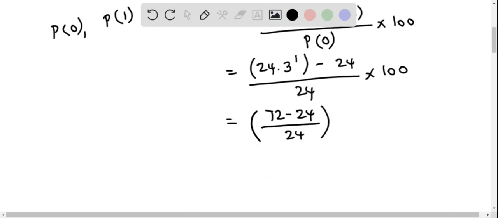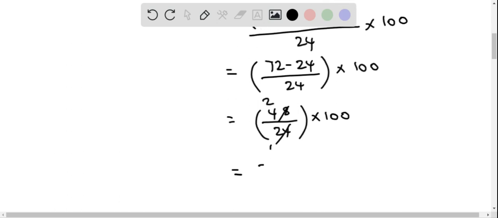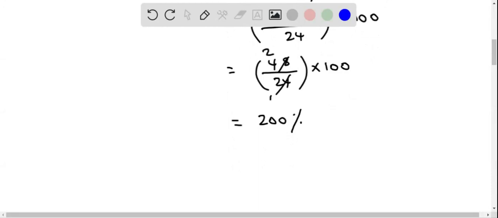and this quantity multiplied by 100. So this gives 72 minus 24 equals 48 over 24 multiplied by 100. So this reduces to, we can cancel this 48 with 24 as 2 times. So it's basically 2 times 100 is 200%. So we say that the change in population is 200%, and it is 200% per year.